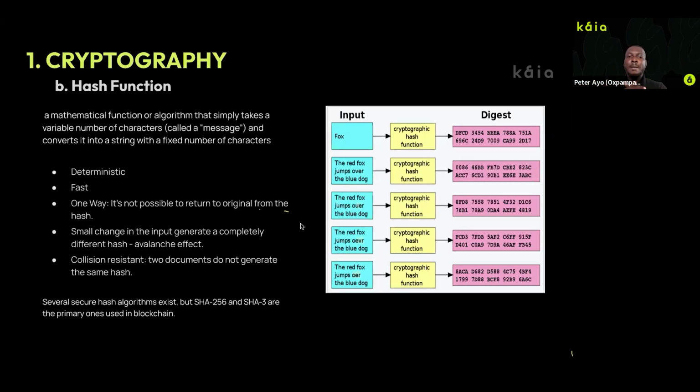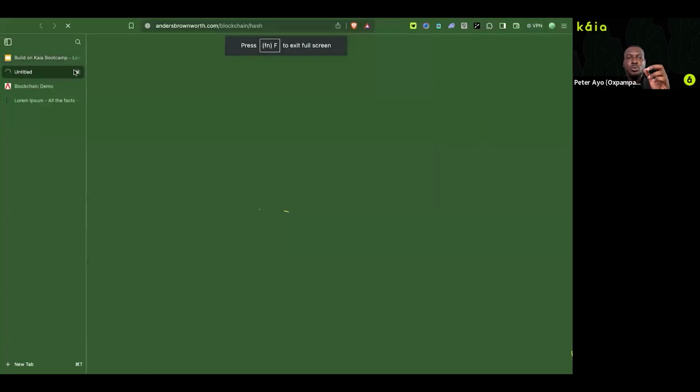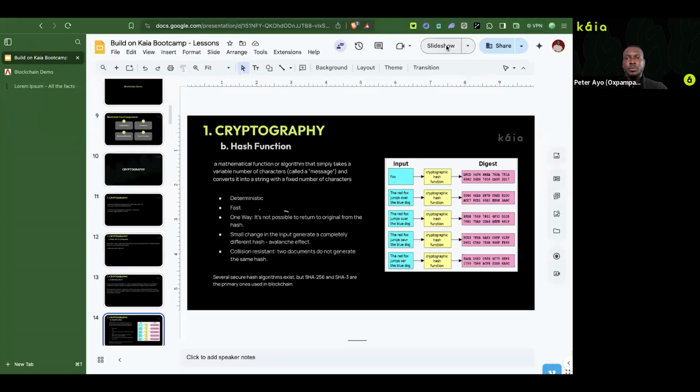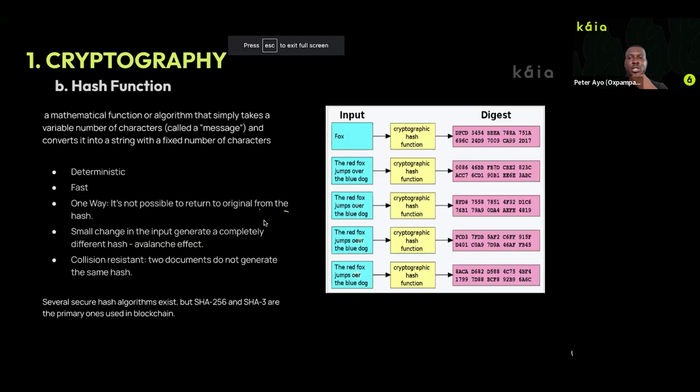Also, it is one way, meaning that it is not possible to return from the original hash, which of course is the digest, back to the input. So it's not possible to go from the output back to the input. This is the concept of one way. Another characteristic of hash functions is something called the avalanche effect, where a small change in the input tends to generate a completely different output, which is the hash.